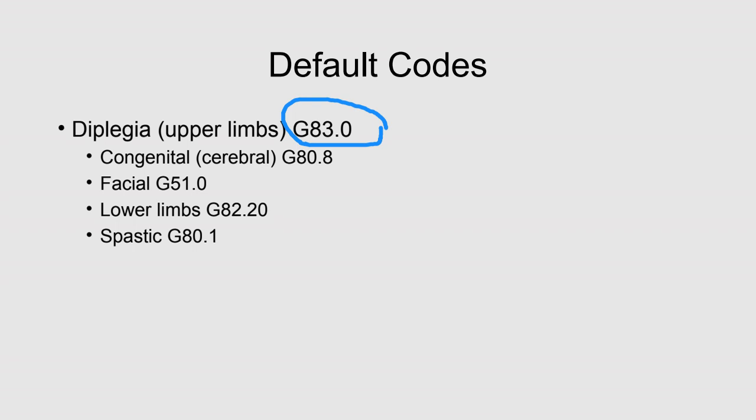Now let me talk again briefly about the term in parentheses, upper limbs. It's still the default. If upper limbs is documented in the medical record, you can use this code. If it's not listed, you can still use this code. So it is assumed to be upper limbs unless specified otherwise. In that case, it would be this one.